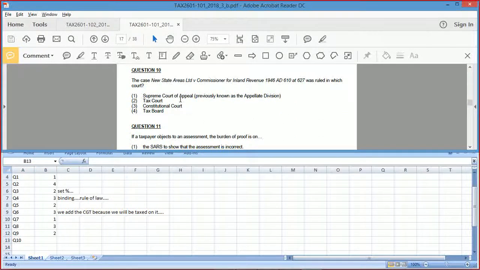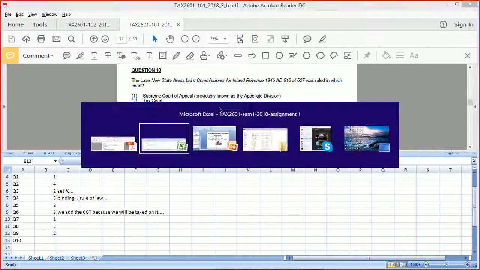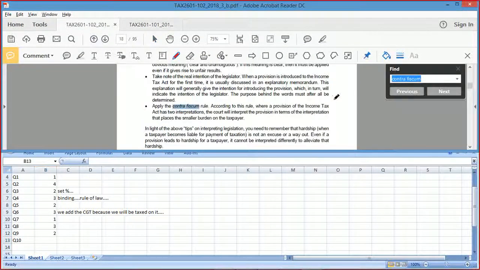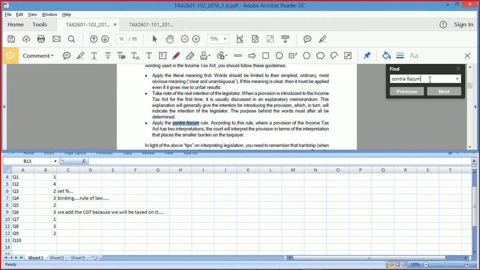The New State Areas Ltd versus Commissioner for Inland Revenue was ruled in which court? This is very specific theory. We're going to have to check for the New State Areas case. Did you find anything in that first chapter? No, sir. In the first 2 chapters, I don't see anything. So it might have come up in a later chapter. If I just type in new areas, what is it?